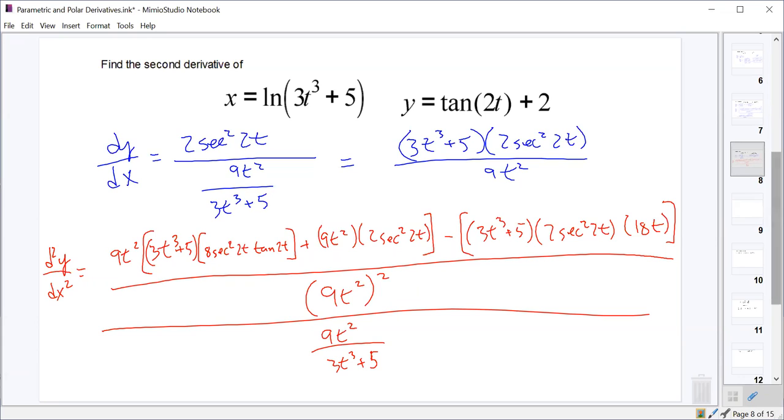Or do you guys want to simplify? This is good for our purposes. All right. Everybody's good with not simplifying? I don't need you to simplify. If you want to simplify, you can.